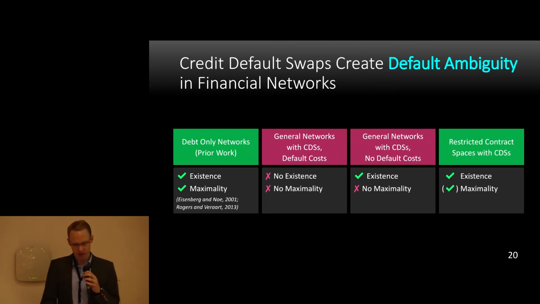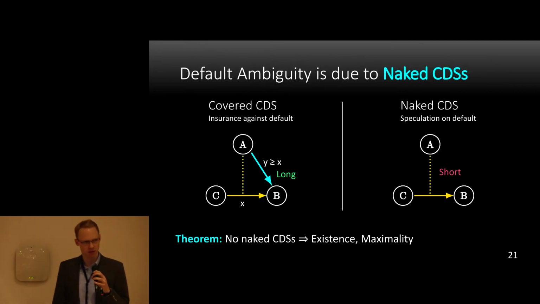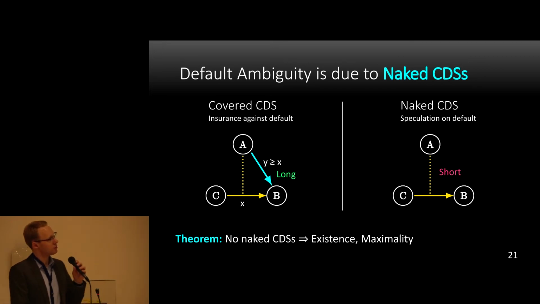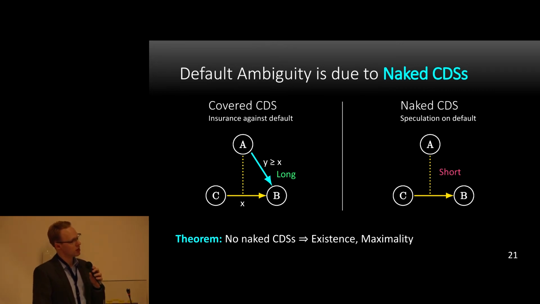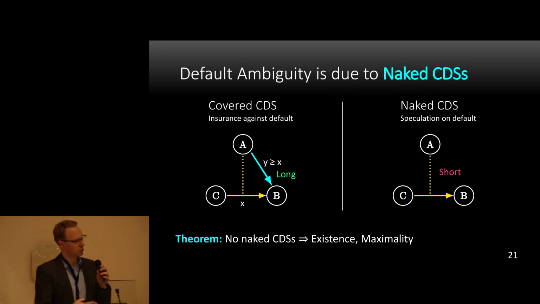One thing we did here is that we looked at restrictions on the contract space under which one or both of these properties can be recovered. And the main insight here was that you have to distinguish between covered and naked CDSs. To remind you, a covered CDS looks like this. So you have the CDS together with the debt contract. And this gives rise to a situation where if Bank A is doing worse, then overall Bank B will also be doing worse. And this is also what is known as a long position in finance. So worse maps to worse.